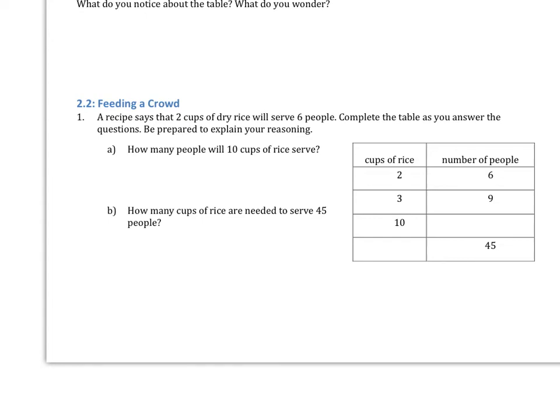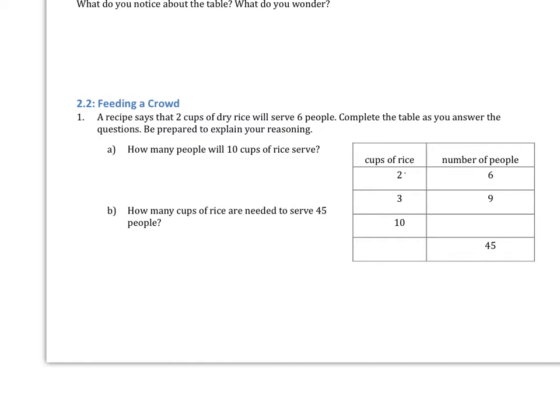Okay, so let's go over how we would answer question 1A, B, and question 2 for activity 2.2, feeding a crowd. So there's a couple of different ways that we can approach this. As was pointed out in the notice and wonder earlier in this slideshow, when you work down the table, it is called scale factor. So we can continue to use scale factor to figure out how many cups of rice, or how many people will 10 cups of rice serve.